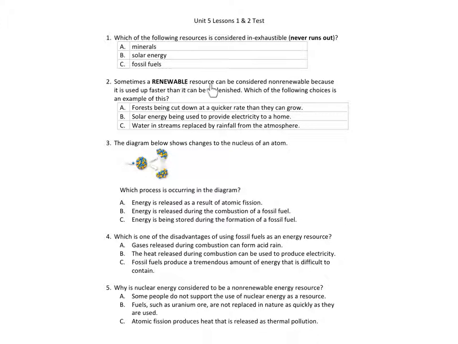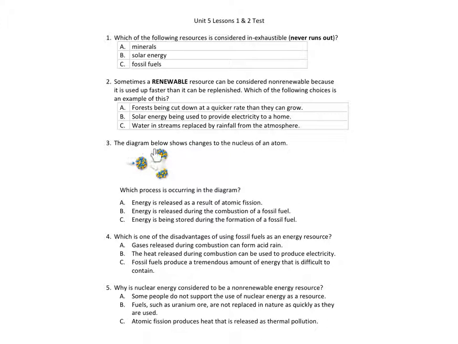Number 2. Sometimes a renewable resource can be considered non-renewable because it is used up faster than it can be replenished. Which of the following choices is an example of this? A. Forests being cut down at a quicker rate than they can grow. B. Solar energy being used to provide electricity to a home. C. Water in streams replaced by rainfall from the atmosphere.